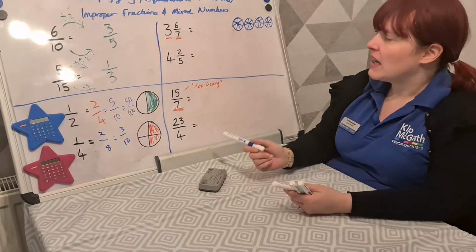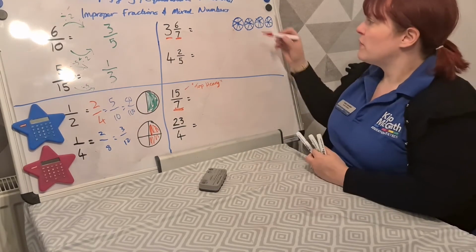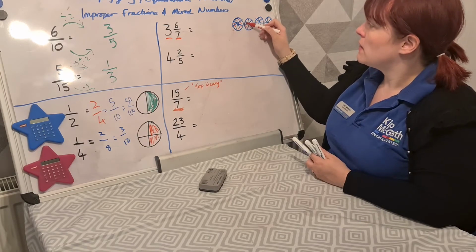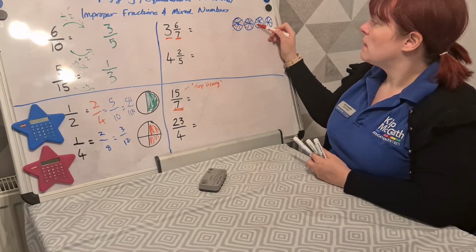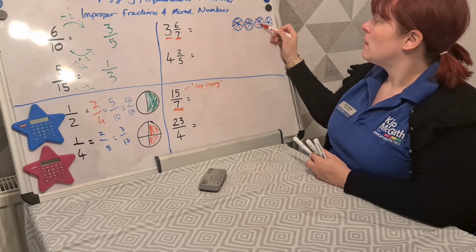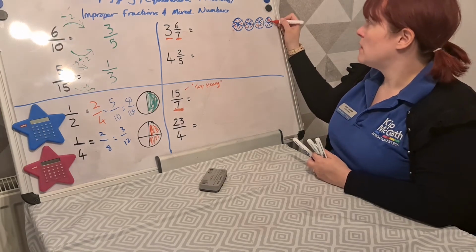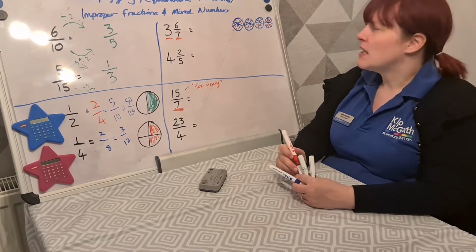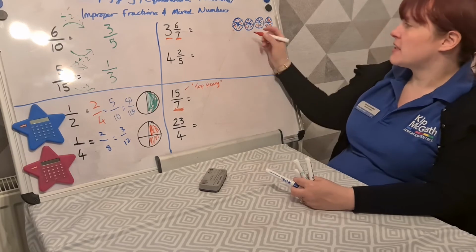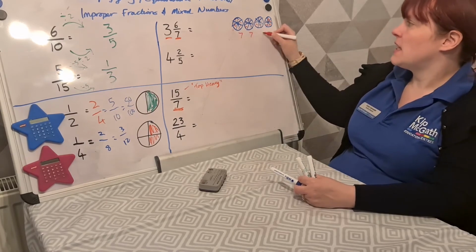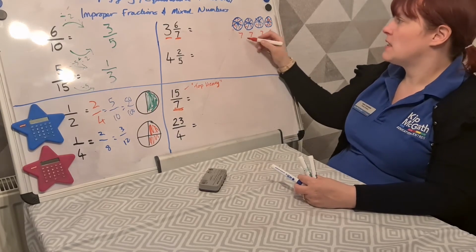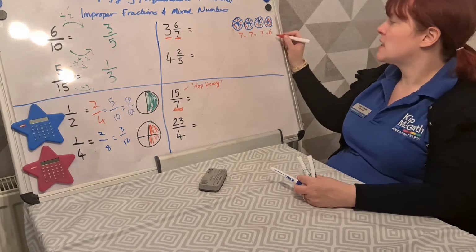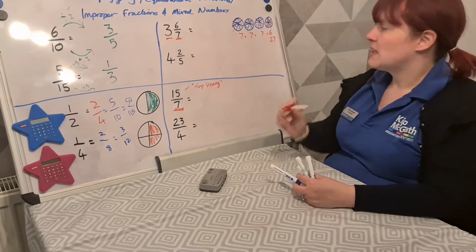And what I would say is, okay, I've got 3 and 6 sevenths. So I've got 3 full ones, so I'll colour all of these in. Colour, colour, colour, colour. And then I've got 6 of these. 1, 2, 3, 4, 5, 6. And then I would say, okay, well, how many is that then? Well, there's 7 pieces here, there's 7 pieces here, there's 7 pieces here, and there's 6 pieces here. If I add them all up, 7, 14, 21, add 6 is 27.